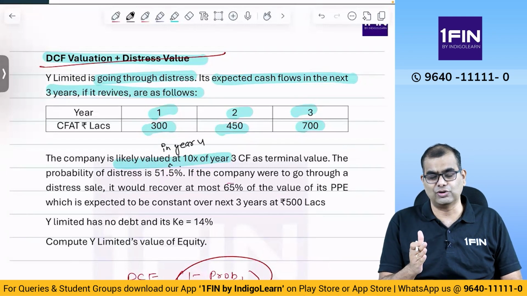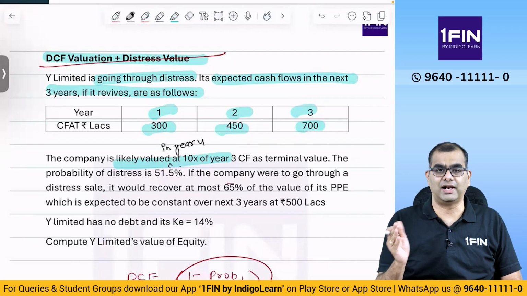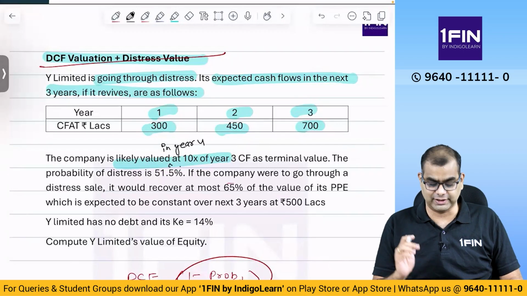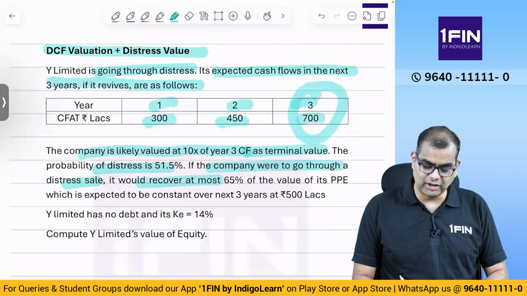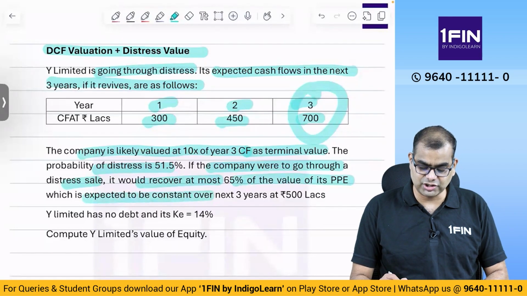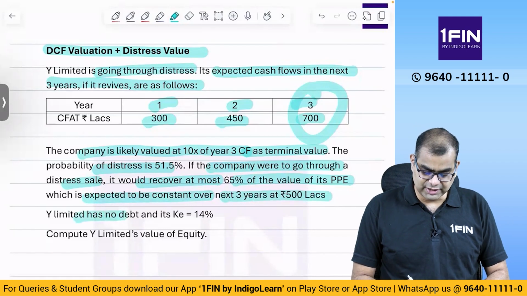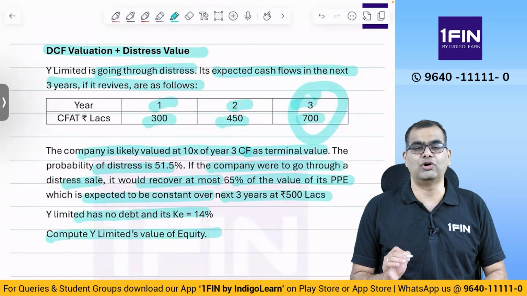Whatever is year 3's cash flow times 10 is the value of the year 4 terminal value. Year 4 terminal value should be discounted by the 4th year present value factor. The probability of distress is 51.5%. If the company were to go through a distress sale, it would recover at most 65% of its PPE, which is expected to be constant over the next 3 years at 500 lakhs. Y Limited has no debts and its cost of equity is 14%. Compute Y Limited's value of equity.